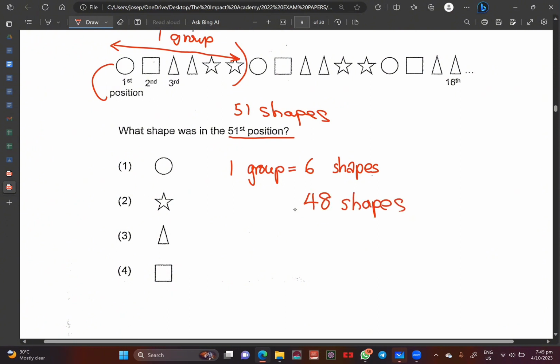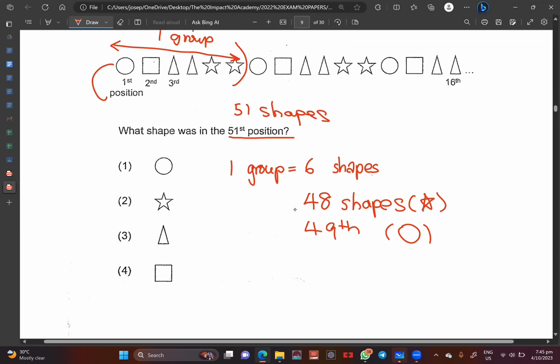All right, so that means to say at 48 shapes, the last one must be a star. The 48th shape must be a star. What about the 49th shape? It's a circle. True? Yeah.